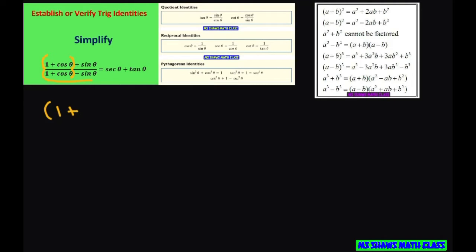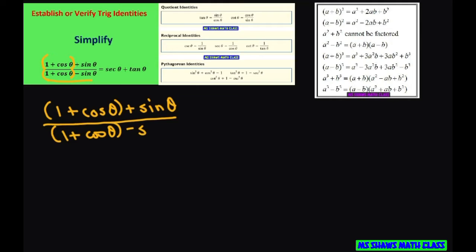We have 1 plus cosine of theta plus sine of theta, divided by 1 plus cosine of theta minus sine of theta. So to simplify this, we're going to multiply the denominator by the conjugate. The conjugate, we have an a minus b, where my a is 1 plus cosine and my b is sine. So we want to make it a plus. So we're going to do 1 plus cosine of theta plus sine of theta.